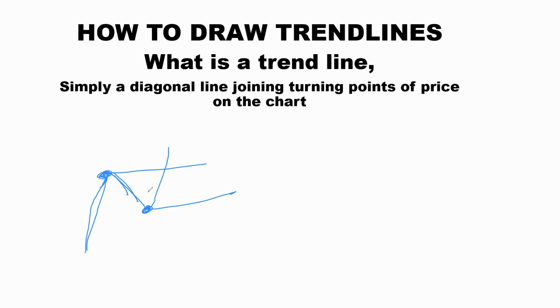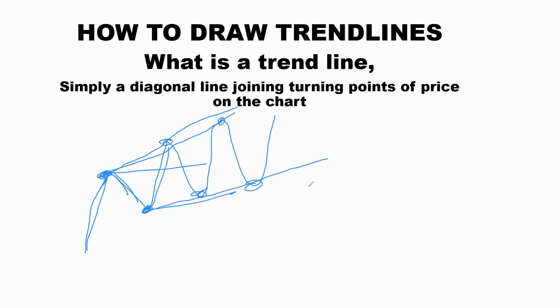So when the market is moving up and down, it's creating turning points that need to be joined. Now, if we can join these turning points using a diagonal line, it means that this diagonal line is what we are calling a trend line. Are we together? The same applies to when the market is going down.